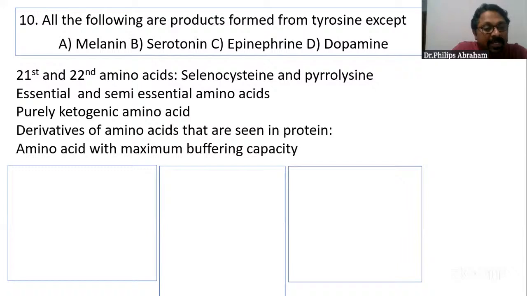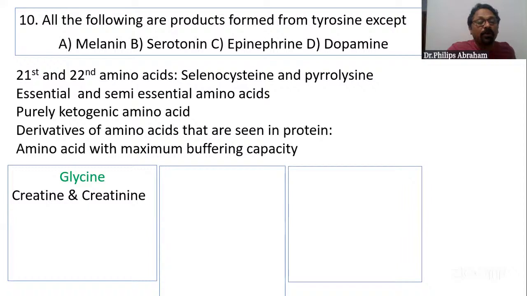Another question can be about the amino acid with maximum buffering capacity. In our body, albumin protein can act as a buffer. Which amino acid has the maximum buffering capacity? It is histidine, because its imidazole group has the maximum buffering capacity. So I tried to say some important facts about the amino acids.